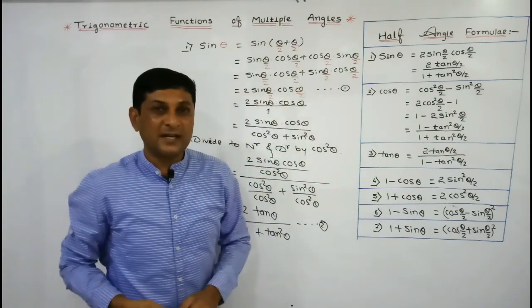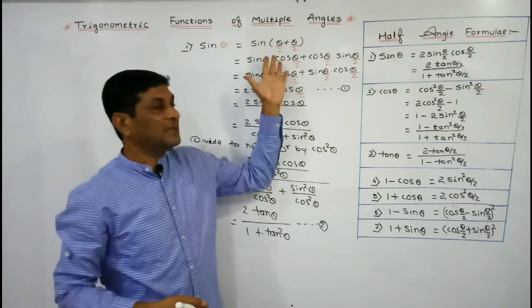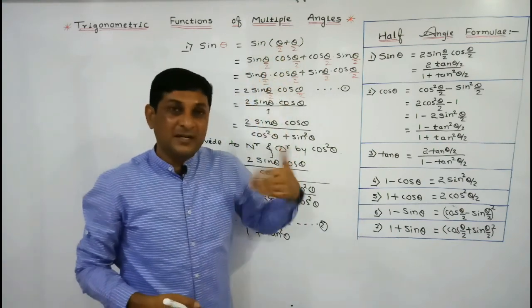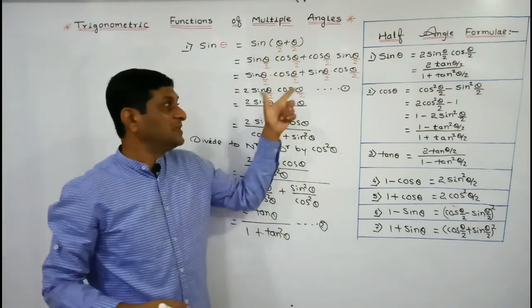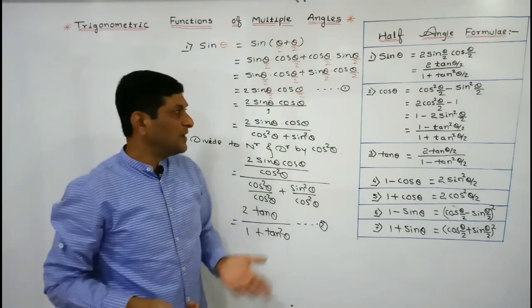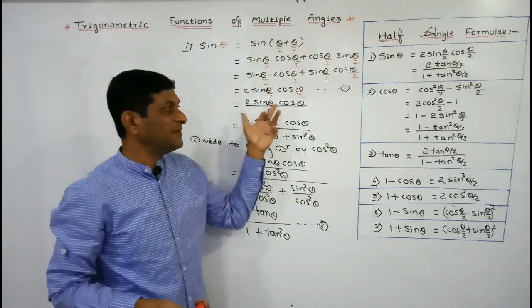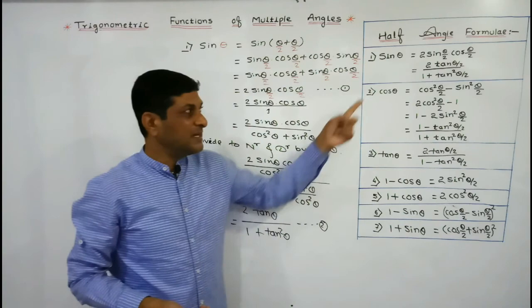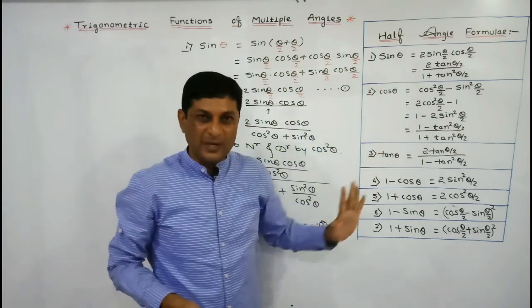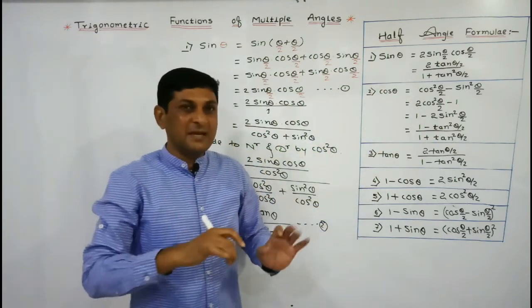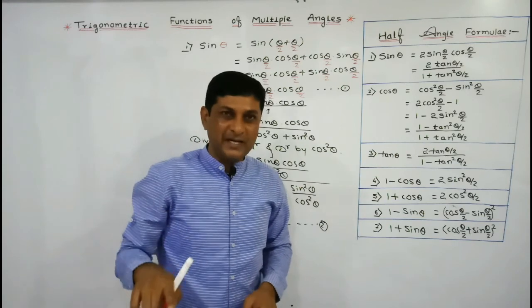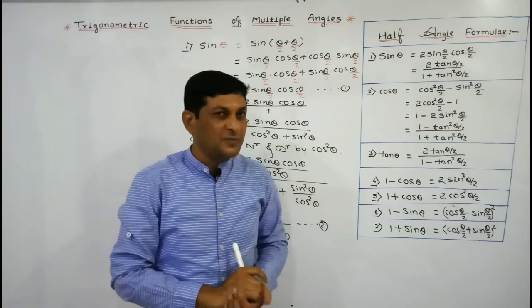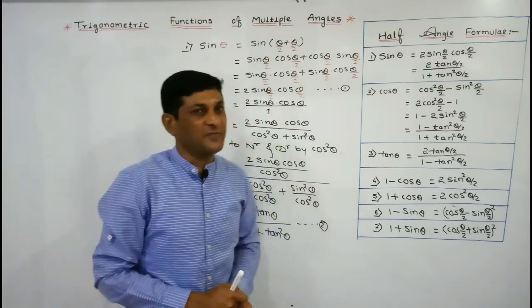So what are we doing here? Wherever there was theta, we are writing theta by 2. And that's why the result is also in terms of what? Theta by 2. Again, in the denominator also replace every theta by theta by 2. You will get the proof of the second formula, isn't it? Means exactly the same method which we applied in the case of double angle formula, we have to apply in the case of what? Half angle formula.